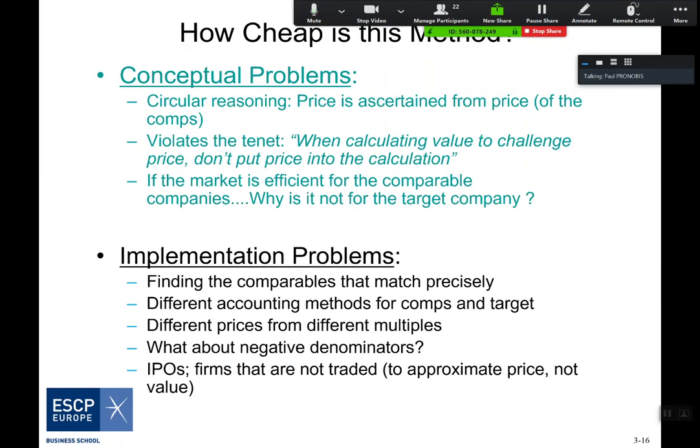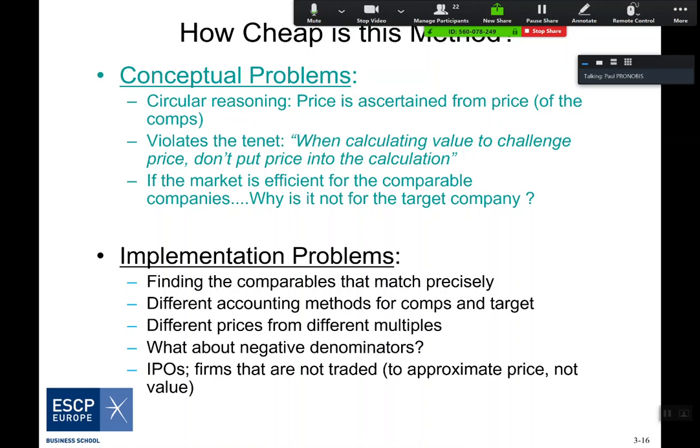There are some implementation problems of this multiple method, and these are the following. Mainly, sometimes it's just hard to find comparable companies from which you could derive those comparable multiples. Sometimes we might have different accounting methods used for the comparable companies and the target companies. As you've already seen, there are different prices arising from different multiples, so sometimes it makes sense to combine the different multiples together to average out those errors.